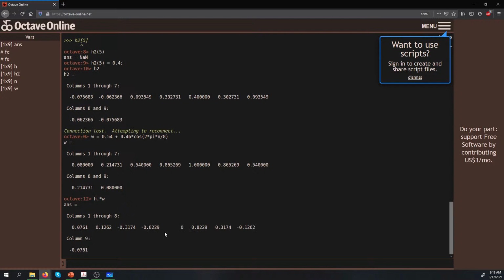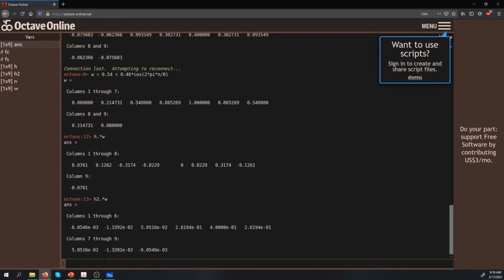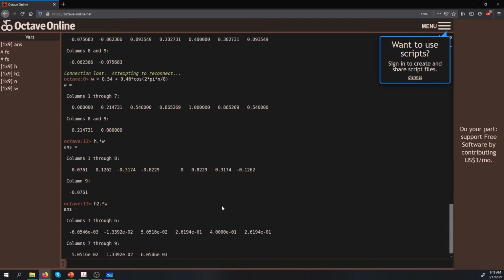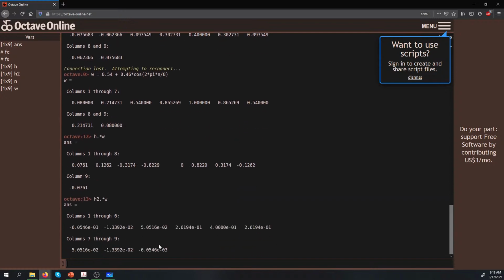Now, for some weird reason, we got 0 here. So I'm just going to verify this. Oh, sorry, I used the wrong one. So this is h2 here, .* w. And you see, we're going to get some really weird values here because of the decimal places and so forth. And Octave will just do the truncations for us.